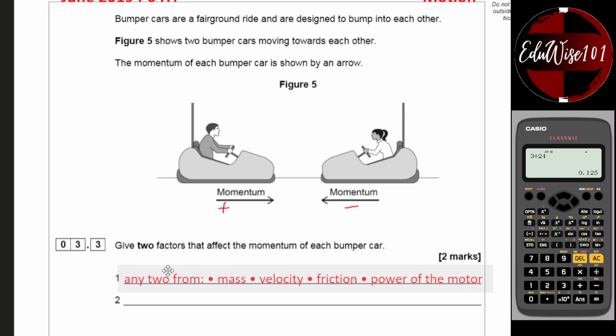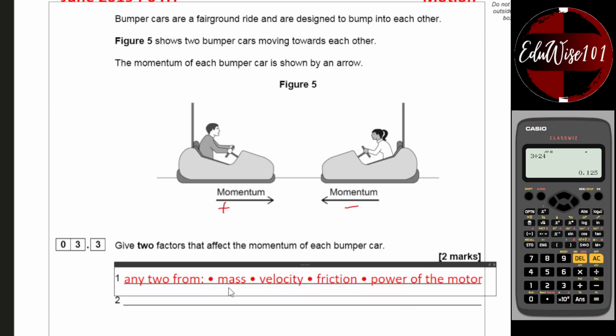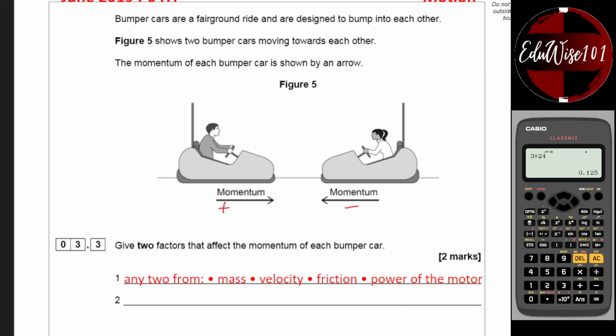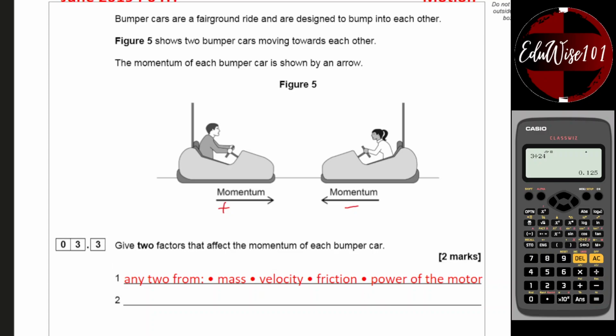So you could say mass and the velocity, but you could also say the friction or the power of the motor as well. And you could also say the weight, direction or speed, air resistance or the drag, but I would simply stick to the first two points, mass and velocity.